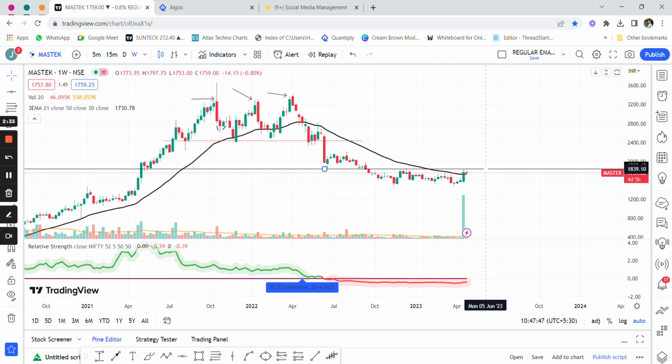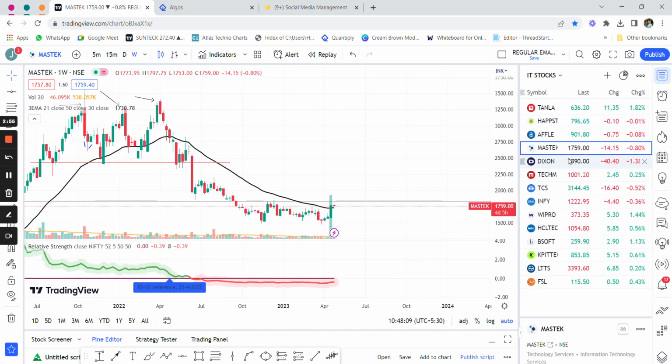Mastek looks okayish, and above 1850 rupees, the trend can change, but particularly the volume has been good in the last week. And the stock can move above the 30-week moving average line. If relative strength turns green or positive here, you can enter into this particular stock with a stop loss of around 1500 rupees or so.